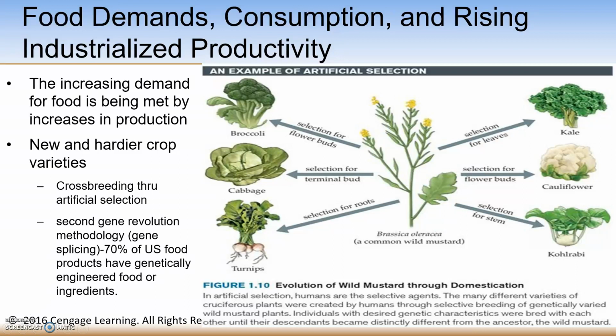So the second gene revolution is where we genetically engineer or genetically modify food, and currently about 70% of all United States food products have some type of genetically engineered food or ingredient within the makeup of that food product. If you purchase certified organic food with the U.S. Department of Ag label on it, you can be certain that it does not use any genetically modified seeds or ingredients within that food.